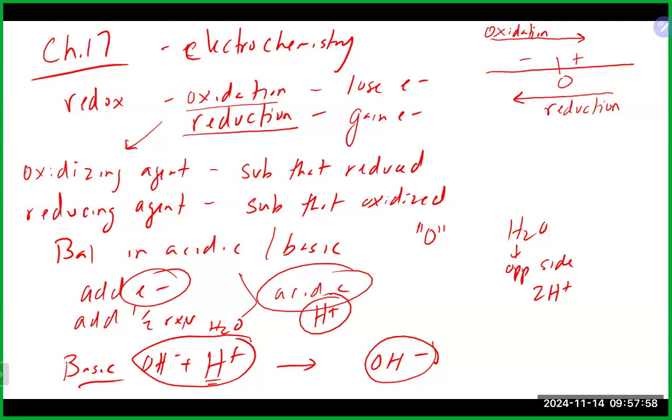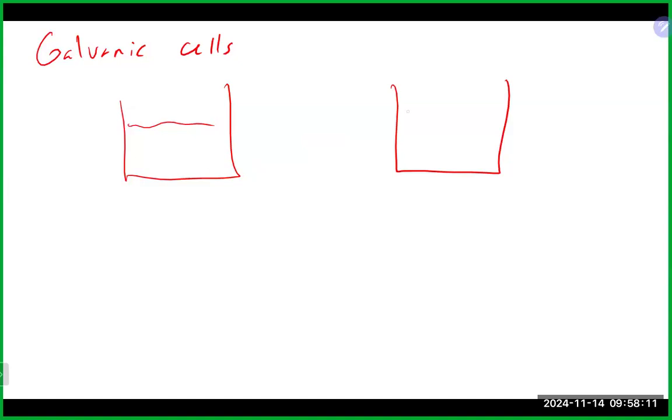We then got into really what the chapter is mainly about, which is galvanic cells. Galvanic cells are really redox reactions that occur. A traditional one can be built in beakers in the laboratory. One side's your anode, and your anode is where oxidation occurs. Your other side is your cathode, which is where reduction occurs.